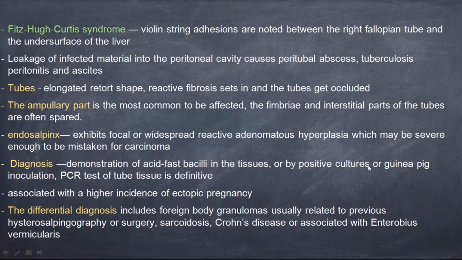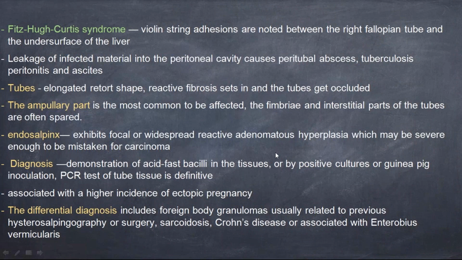And then what is endosalpinx? Previously, we have discussed ectosalpinx. Ectosalpingitis occurs when there are tubercles adherent to the serosal surface of the tubes. What happens in the endosalpinx? There will be reactive adenomatous hyperplasia, and it may sometimes be mistaken for carcinoma.